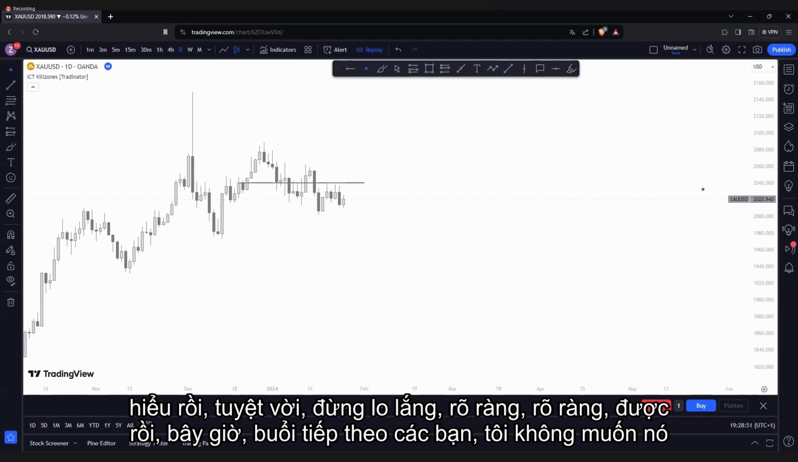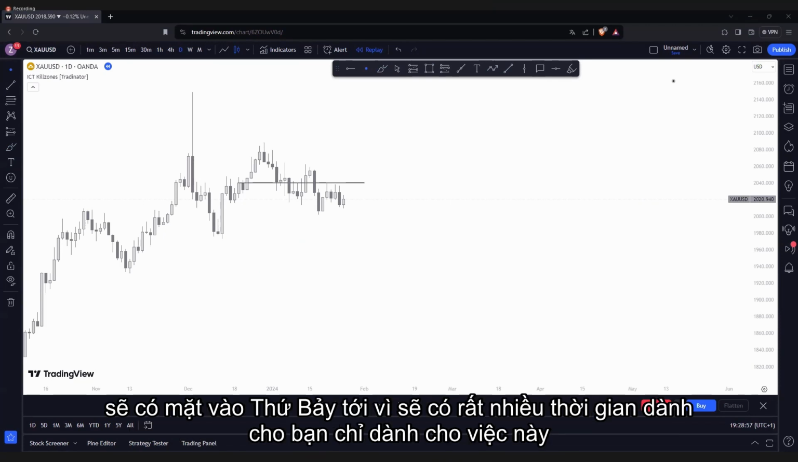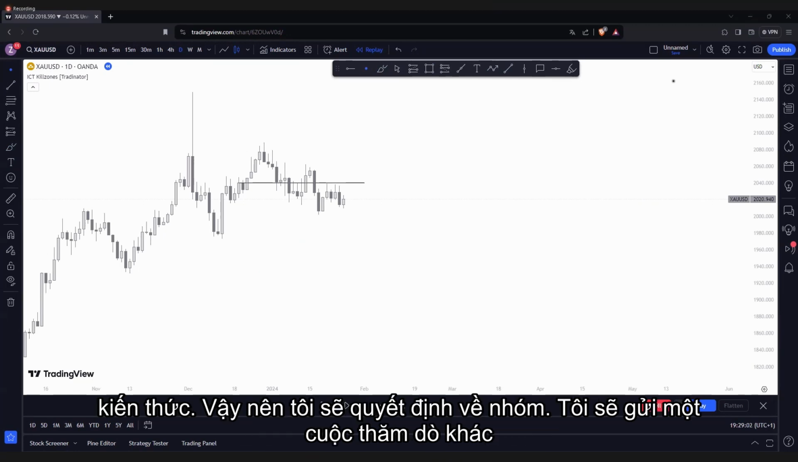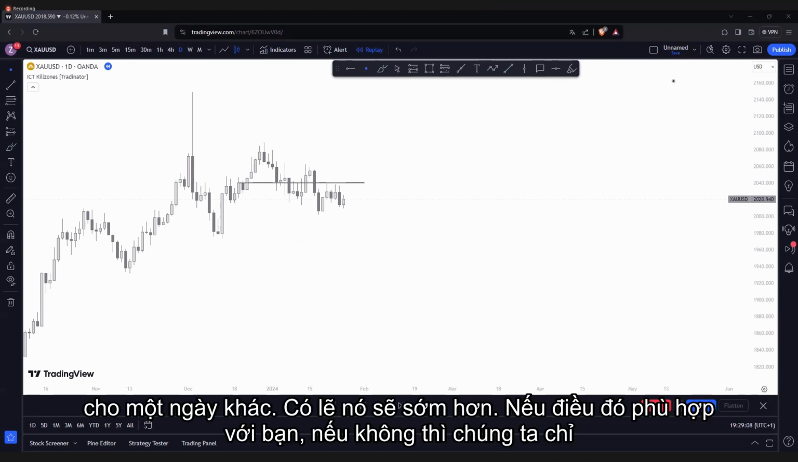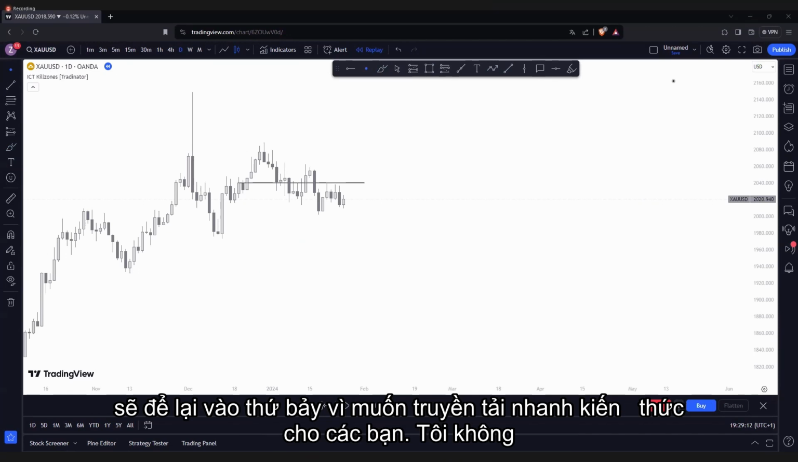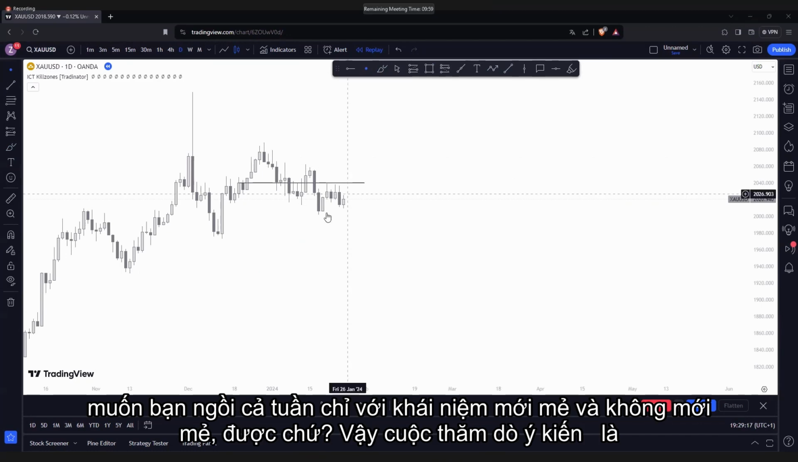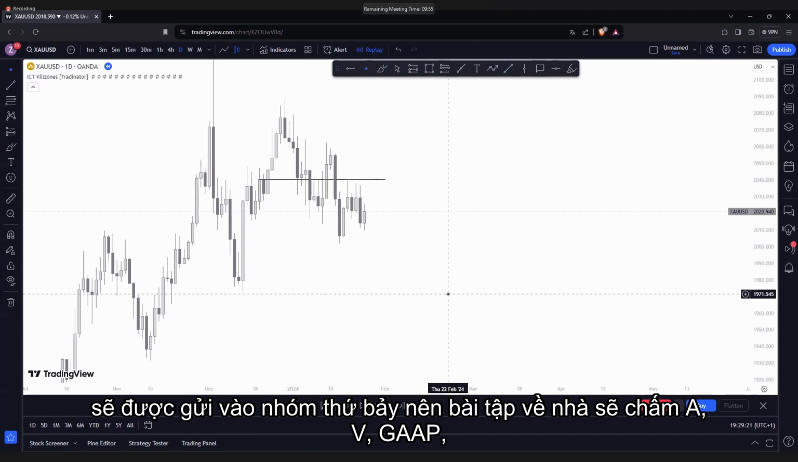Clear. Okay. Now, for the next session, guys, I don't want it to be next Saturday because it's going to be a lot of time for you just for this little bit of knowledge. So I'm going to be deciding on the group. I'm going to send another poll for another day. Maybe it's going to be sooner if that suits you. If it doesn't, then we're just going to keep it on Saturday, because I want to fast forward the knowledge for you guys. I don't want you sitting a whole week with just the fresh and unfresh concept. So the poll is going to be sent in the Saturday group.